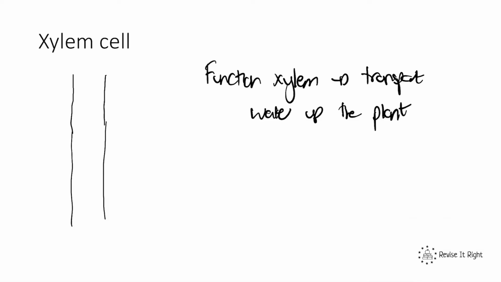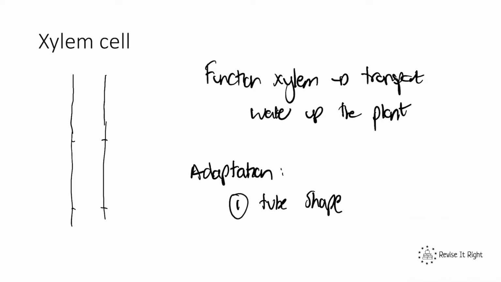Okay. Now, what you'll notice when you look at the xylem cell is that they have stacked on top of each other to form a tube shape. Okay, so one adaptation of the xylem cell is that they have formed a tube shape. This makes it much more efficient to transport water. Number two, you might also notice when you look at it that it contains no organelles. So when we talk about organelles, of course, we're referring to the mitochondria, the chloroplasts, the ribosomes.